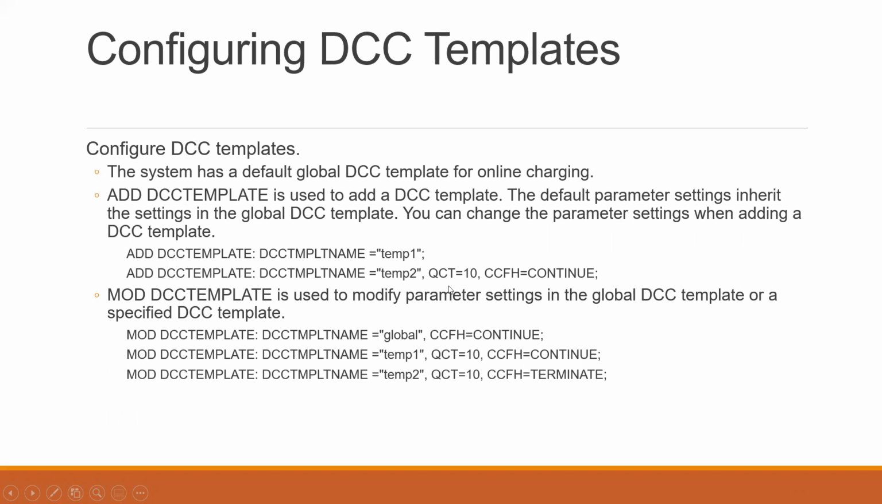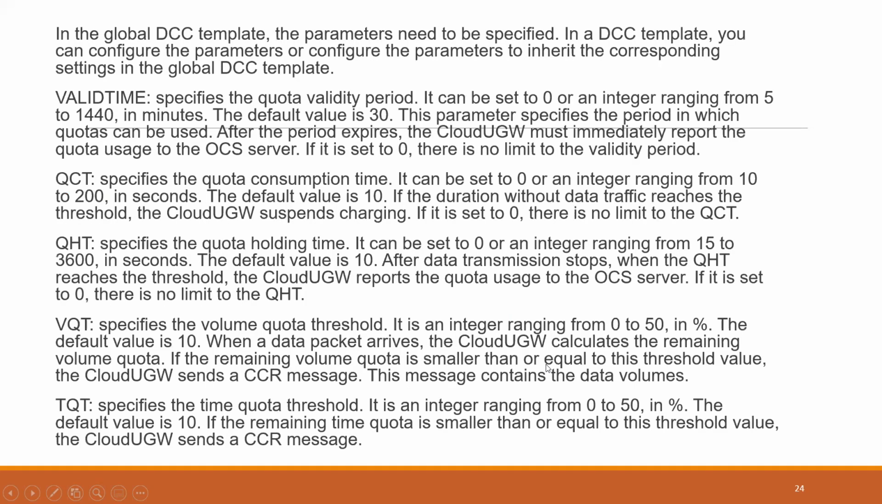I'm going to define these and explain these parameters shortly. If you need to make any changes in the global DCC template, then you use the modify DCC template command. The global template cannot be added. It's added by default. So you modify the DCC template to make changes in the global DCC template. It's done like this: modify DCC template, and then you specify whatever changes you need.